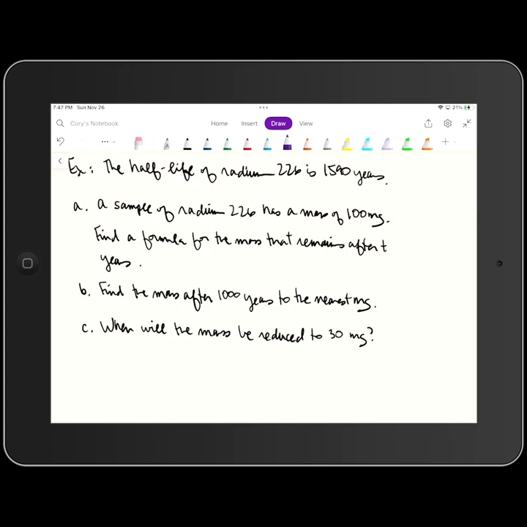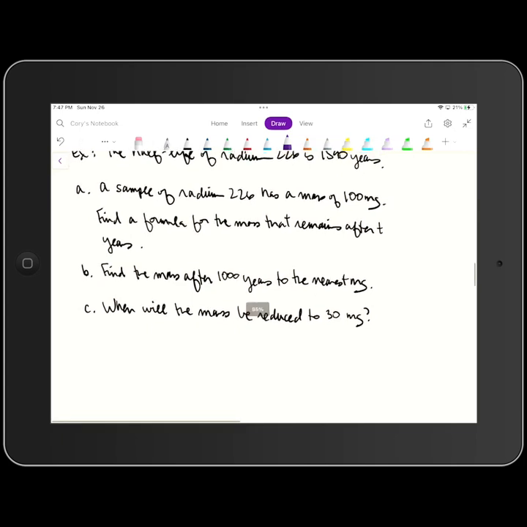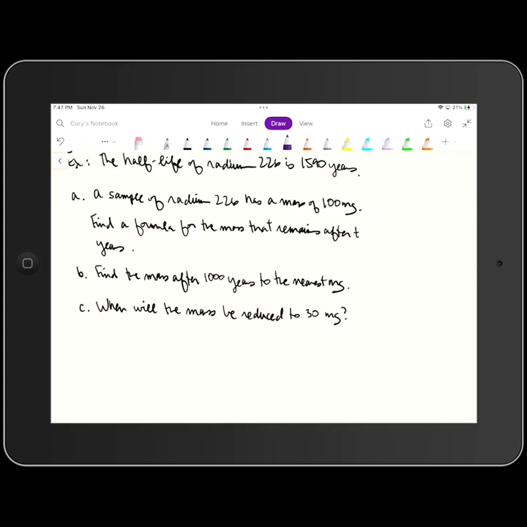With these half-life problems, if you are not told what k's value is, that is always going to be your first step. Okay, so you want to figure out what the decay constant is going to be. We're not explicitly told what k is here, so that's going to be our first step in this problem. So let's go ahead and do that first before we do part A. Okay, so we know our starting mass is 100. So we're going to go ahead and plug that in.